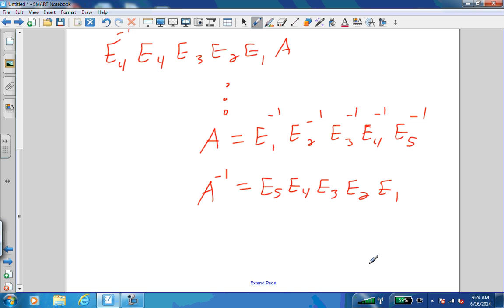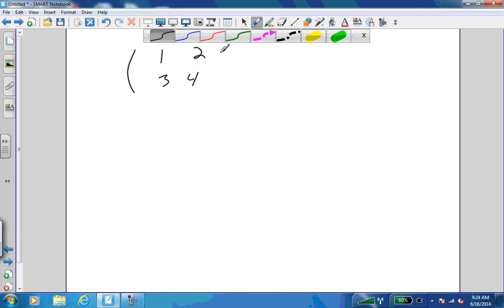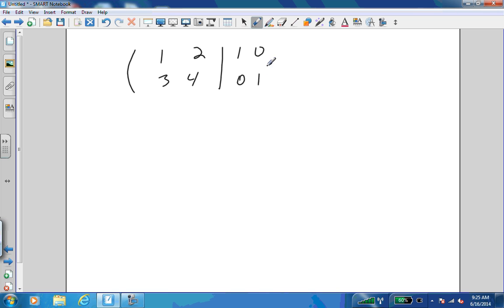So let's work an example of that and see how that all plays out. For example, number 42 says, show that each matrix is invertible and write it as a product of elementary matrices. So, if we have the matrix 1, 2, 3, 4, if we want to show that that's invertible, let's find the inverse of this. So, we could make our augmented matrix.